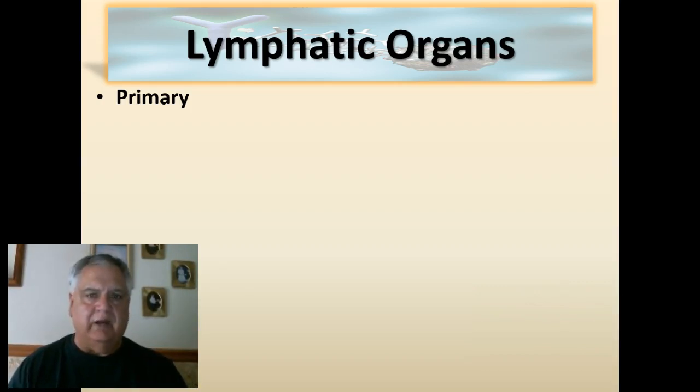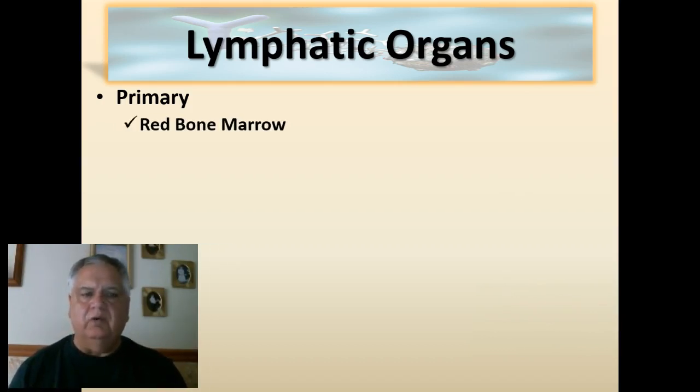Secondary lymphatic organs, on the other hand, are where the lymphocytes go, and they contain the lymphocytes that are actively doing their job, the job they were designed to do. So let's take a look at some primary and secondary lymphatic organs.